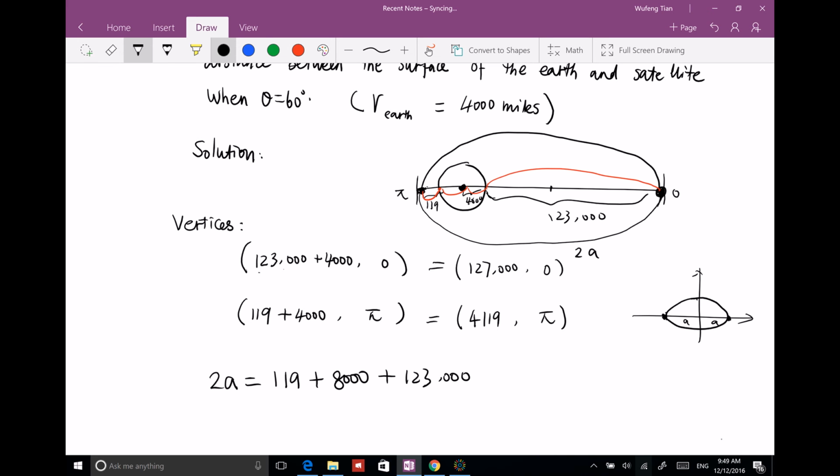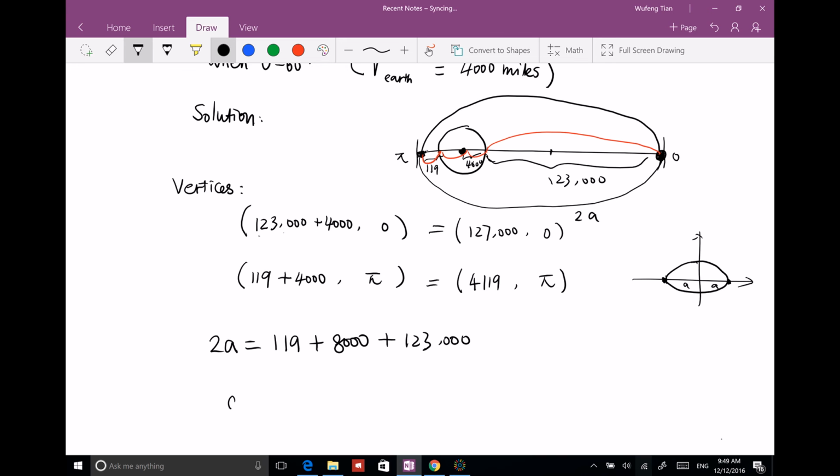Okay. You add everything together and divide by 2, and you get a equals 65,559.5. That's your a. Okay, so what is c?